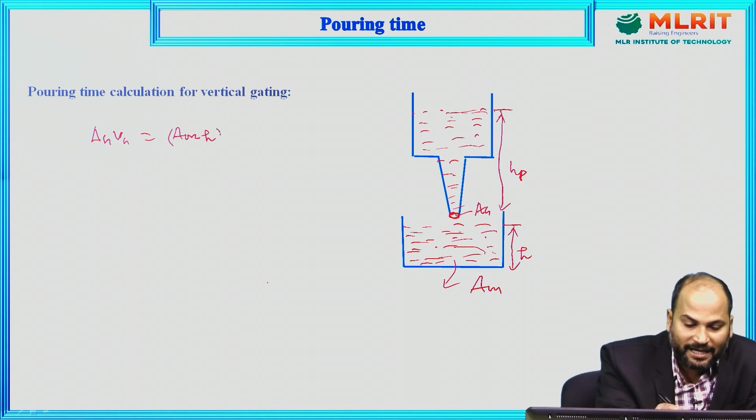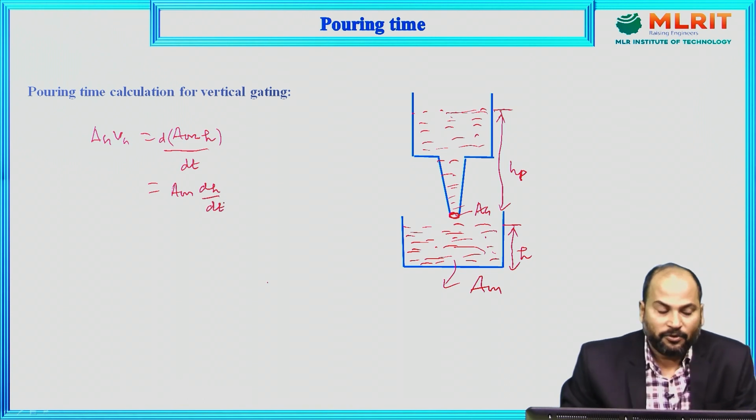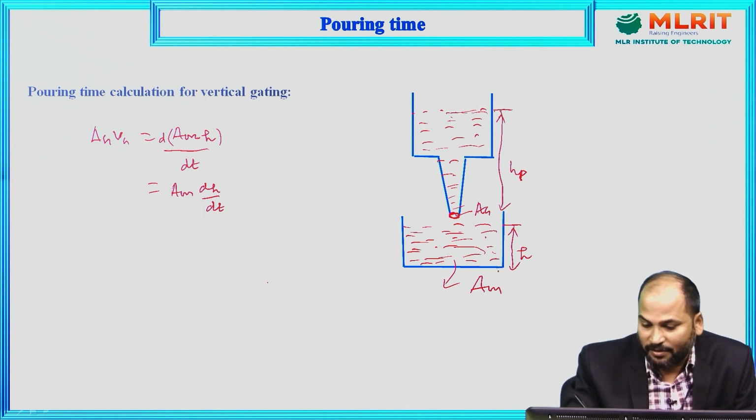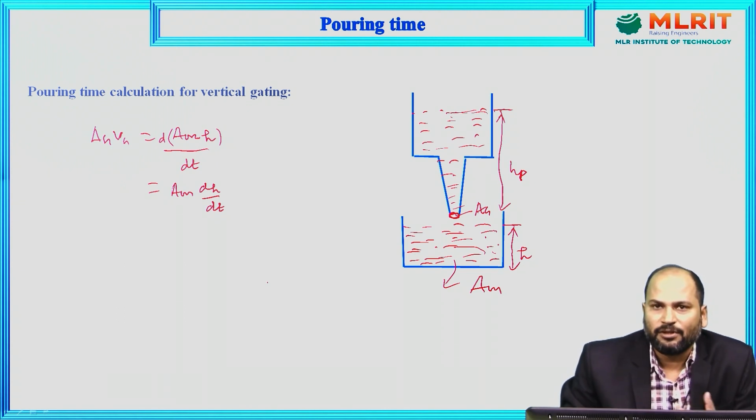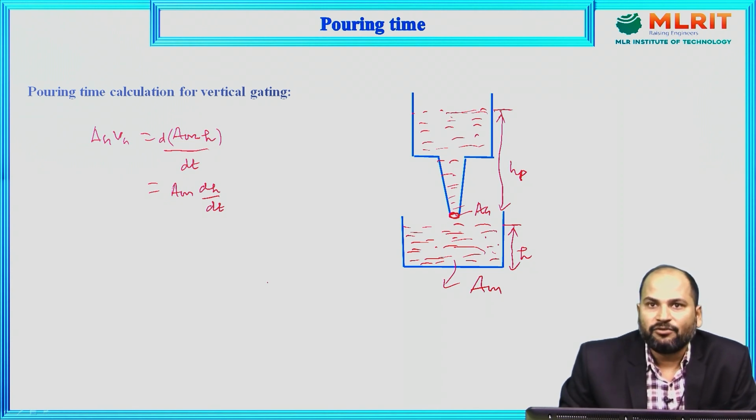As this height is changing, so this is not constant, so it is varying with respect to time, so we can differentiate this with respect to time. As this is constant area of the mold, we can take this out, so it will be AM and this will be simply dH upon dt, and this dH upon dt is nothing but the rate with which this mold cavity is filling over there. So we can say that also this is a velocity. So simply area into velocity is constant, that we know from the continuity equation.